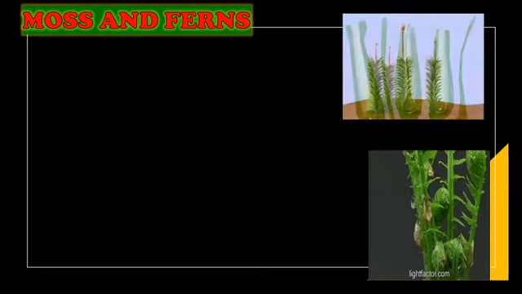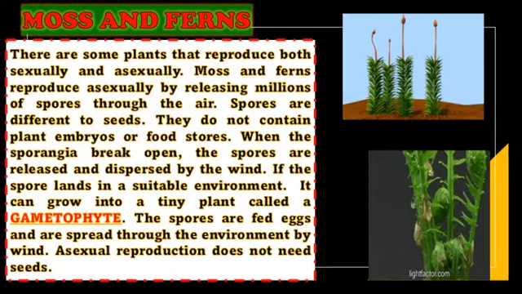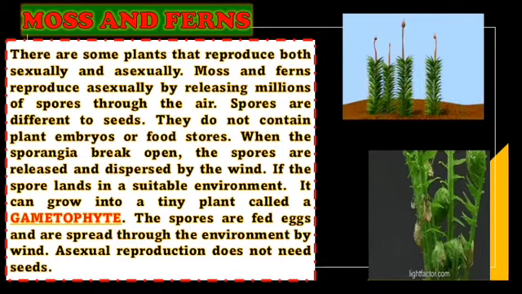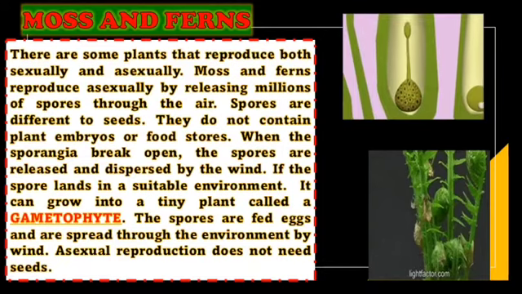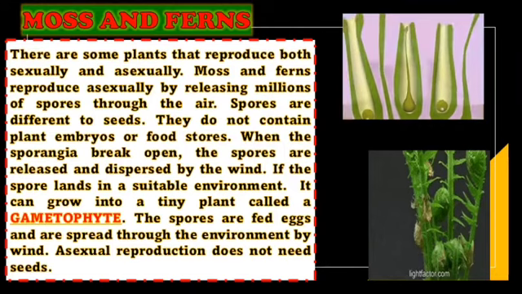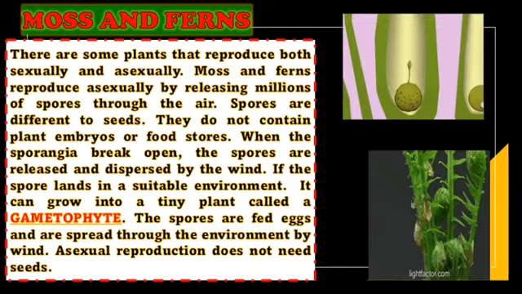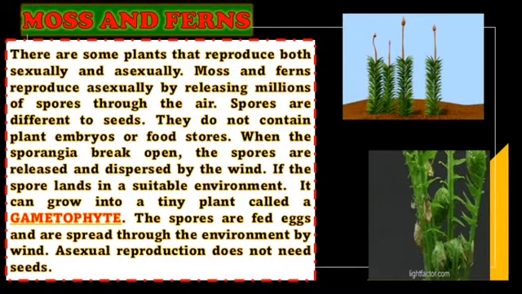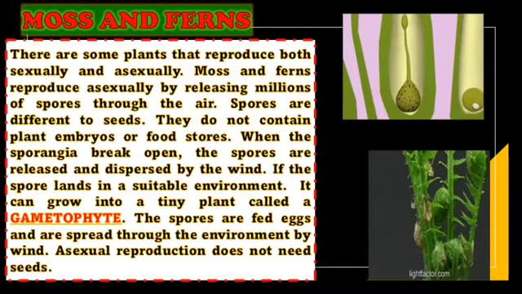Okay, so let's proceed also on how these moss and ferns reproduce. Paano naman kaya itong dalawang to? There are some plants that reproduce both sexually and asexually. So yan na yung pwede silang sexually, pwedeng asexually. Yan yung moss at ferns. Yan yung pwede nilang gawin. Pwede sila through sexual reproduction or through asexual.